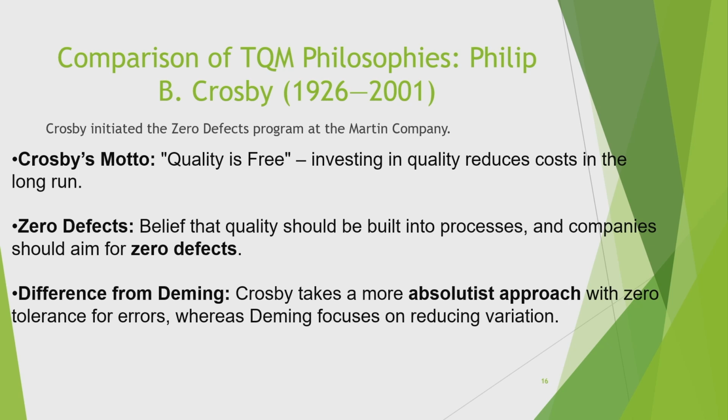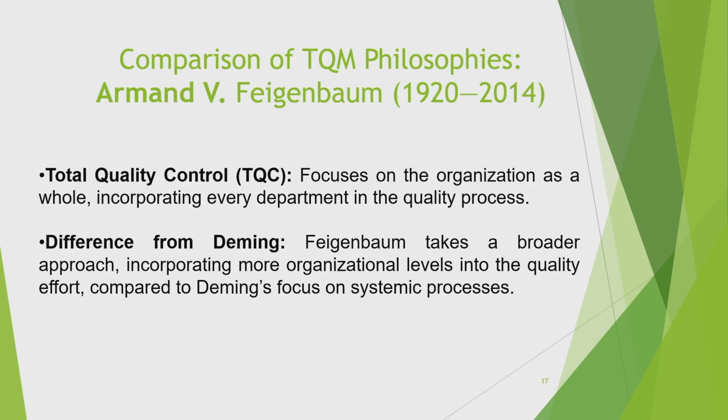Difference from Deming: Crosby takes a more absolutist approach with zero tolerance for errors, whereas Deming focuses on reducing variation. So, Deming says that there will be variation, and Deming is also not very positive about having unnecessary slogans, etc., but Crosby gave this slogan and which became popular, that quality is free or zero defect.